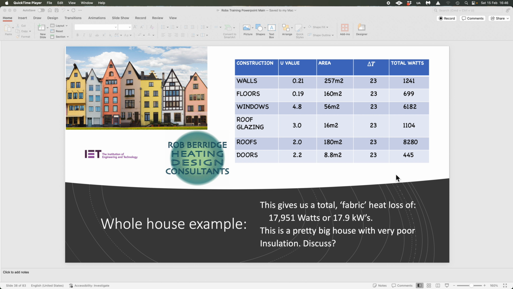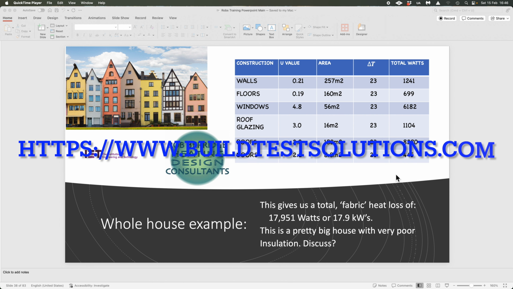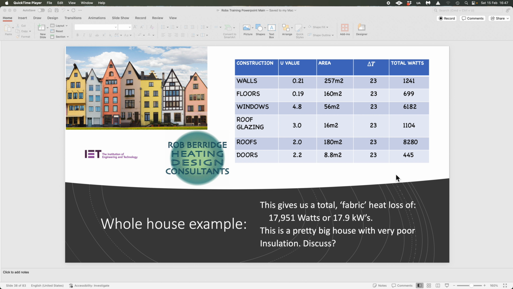And so what a lot of people are tending to do now is go and get either pulse testing or HTC testing, which is heat transfer coefficient testing. You can get companies like Build Test Solutions and a few others that do this, and I'm not sponsored by any of these people at all. This is just purely guys that I've met in the industry over time.